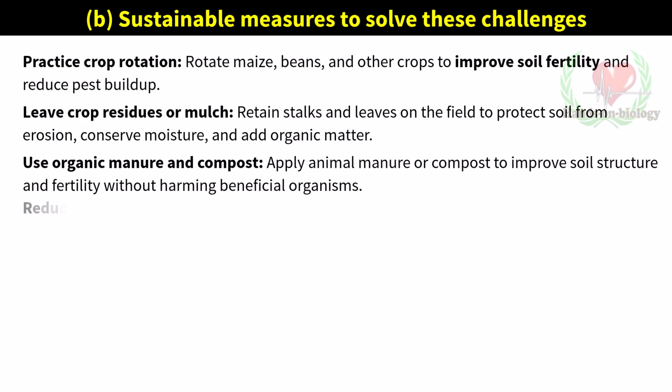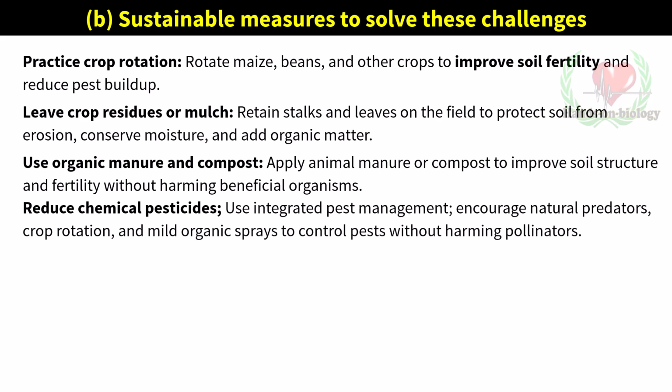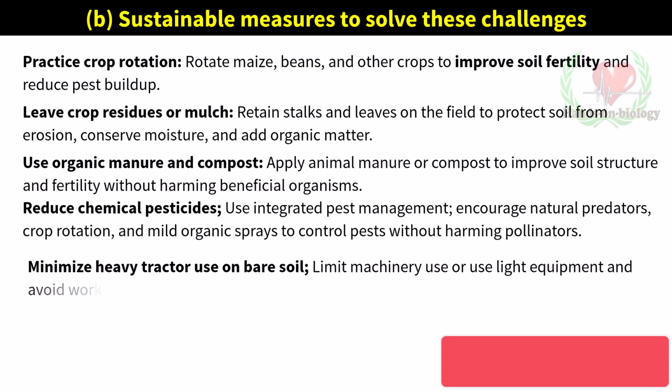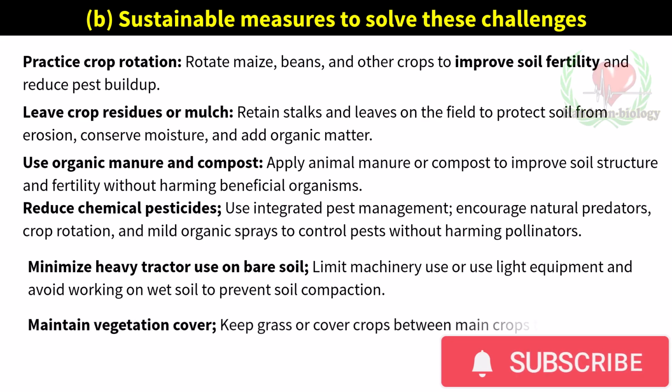Reduce chemical pesticides. Use integrated pest management, encourage natural predators, crop rotation, and mild organic sprays to control pests without harming pollinators. Minimize heavy tractor use on bare soil. Limit machinery use or use light equipment, and avoid working on wet soil to prevent soil compaction. Maintain vegetation cover. Keep grass or cover crops between main crops to reduce soil erosion and support local rainfall patterns.